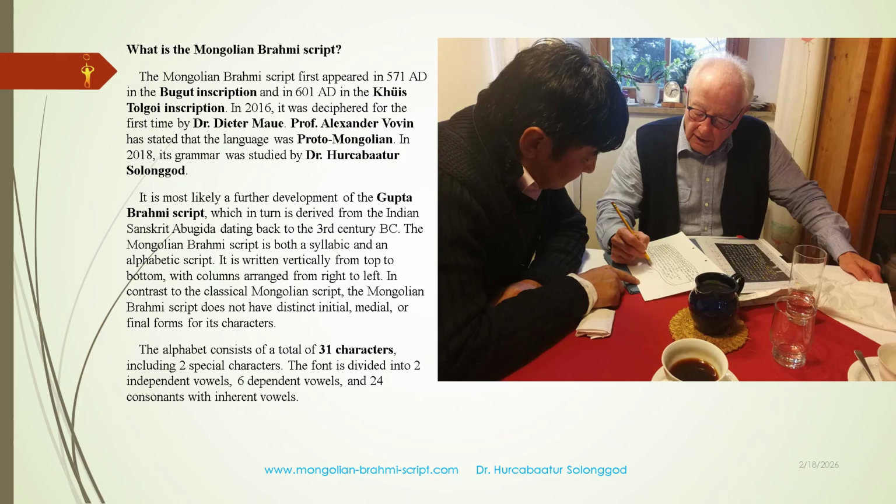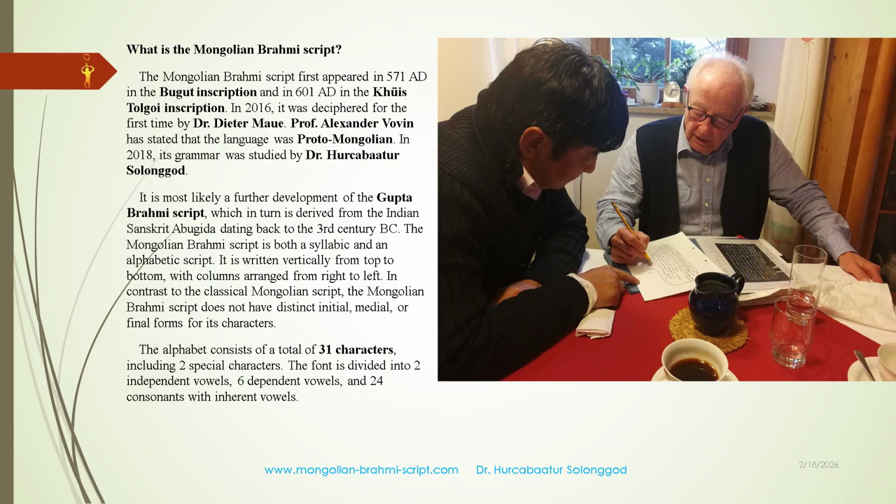the Indian Sanskrit Abugida, dating back to the 3rd century BC. The Mongolian Brahmi script is both a syllabic and an alphabetic script. It is written vertically from top to bottom, with columns arranged from right to left.